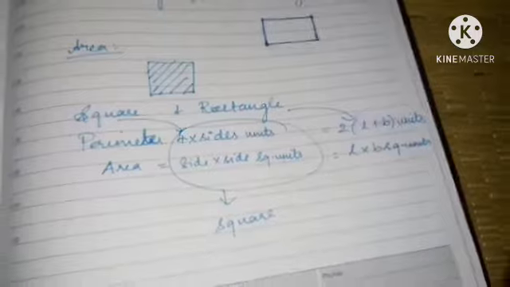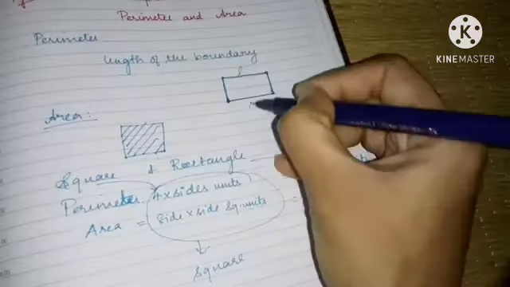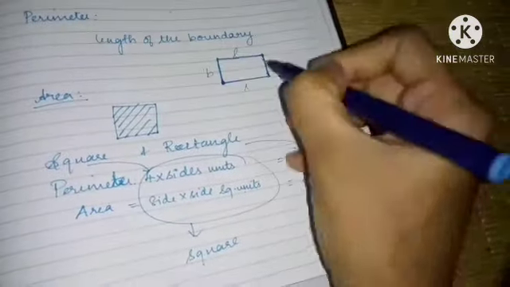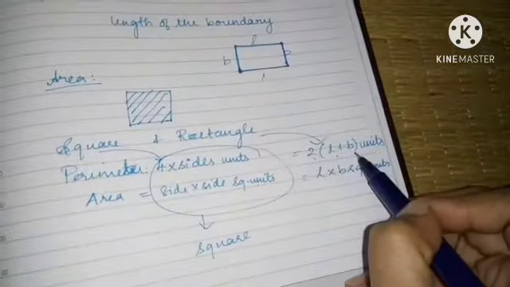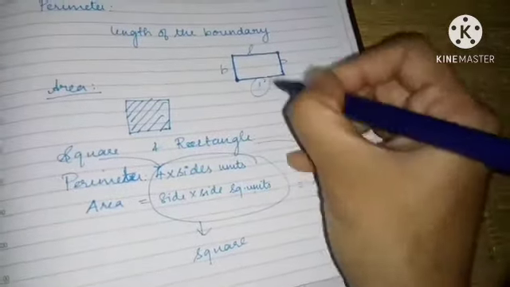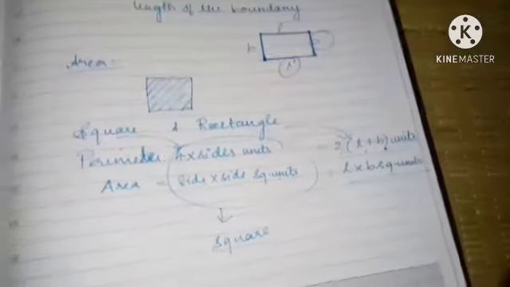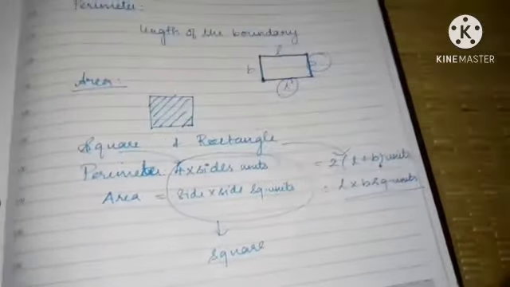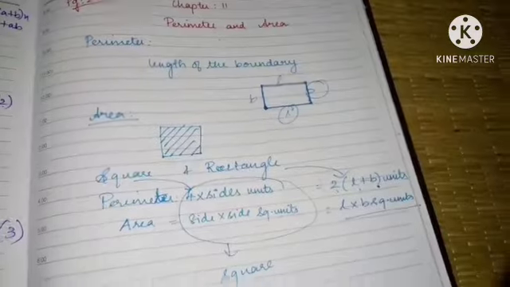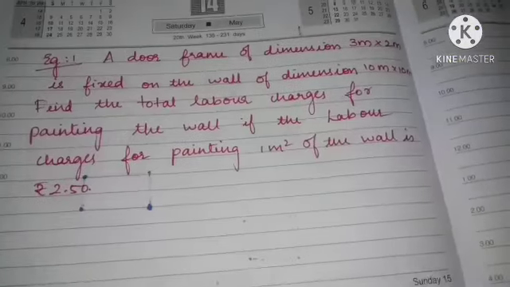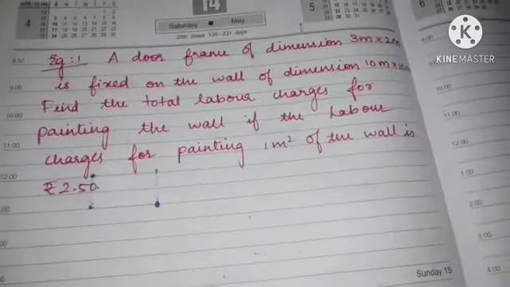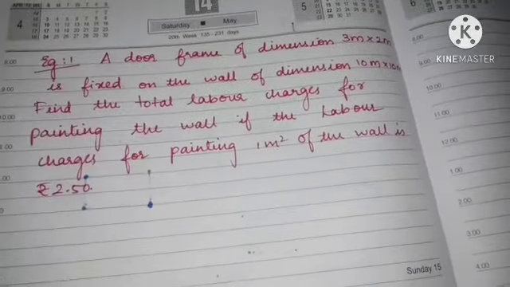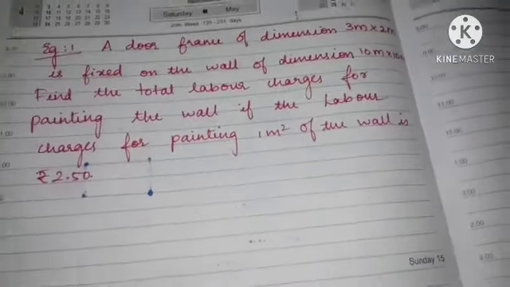You know how this has come, right? Here how many L is there? 2L is there, 2B are there. So 2 into (L plus B). When it comes to area, L into B. So the perimeter and area formulas for square and rectangle are discussed here. Understood? Now we are going to discuss an example problem based upon that perimeter and area formula.